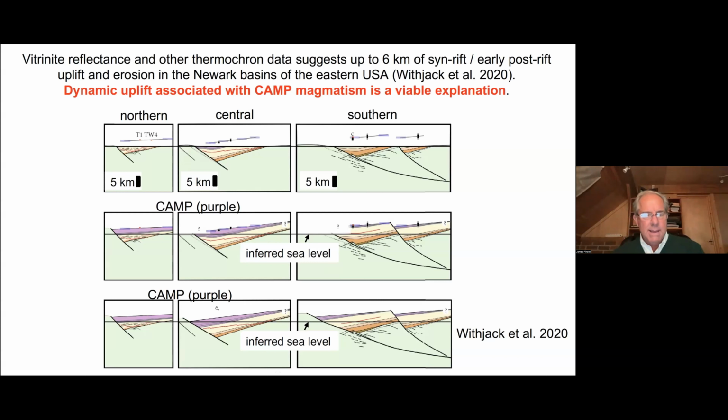And you can see that the CAMP horizon is shown in purply pink here, and it's part of the last phase of deposition on top of these rift basins. What's interesting is that the eastern continuations of these basins are onlapped by the early Jurassic marine section, and the topography is already gone. It's already been eroded. So this is a good explanation for what's happening: there's a syn-rift dynamic uplift and erosion associated with the CAMP magmatism.